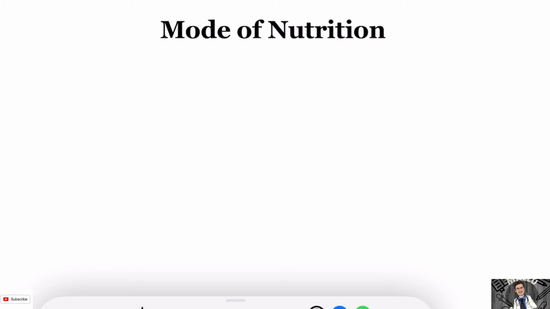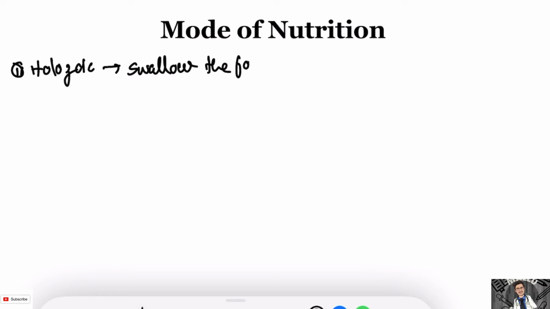So let us now see the classification based on the mode of nutrition. So based on nutrition, we have four classifications. The first one being holozoic. Holozoic means the food particle is taken as such. Alright, deglutination means swallowing. So the animals which swallow the food as such. For example, we humans are an example.